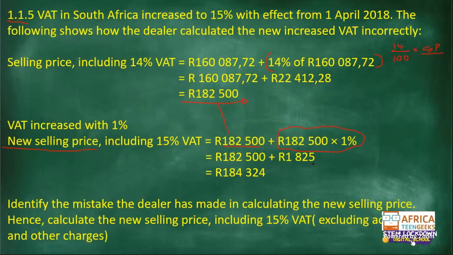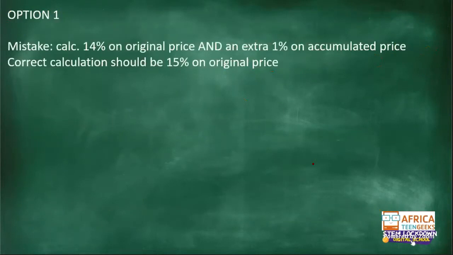Thank you, Limondre. So I'm going to show you how I did it two ways. Option 1, the mistake was calculating 14% on the original price and an extra 1% on the accumulated price. So he was not supposed to calculate 1% on the original and the 14% on the original and then 1% on the accumulated price. Even this 1%, he should have done it again on the original price.